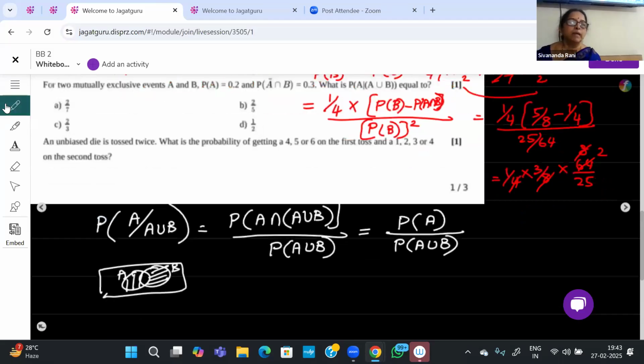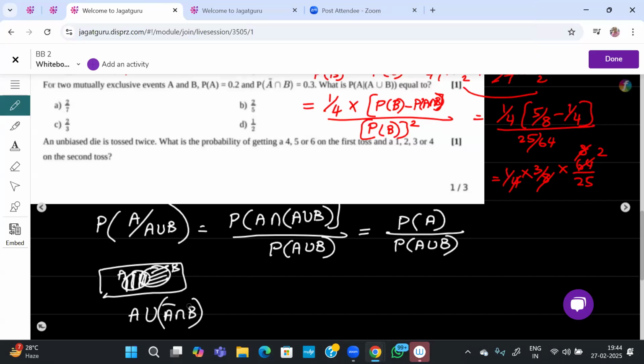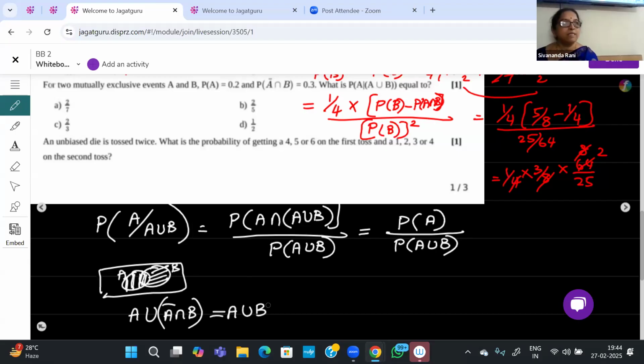Vinay, if I add A with A bar intersection B, what will I get? If I unify these two, what will I get? You will get A union B. Correct. You all understand that? Indirectly, that's what he is giving.